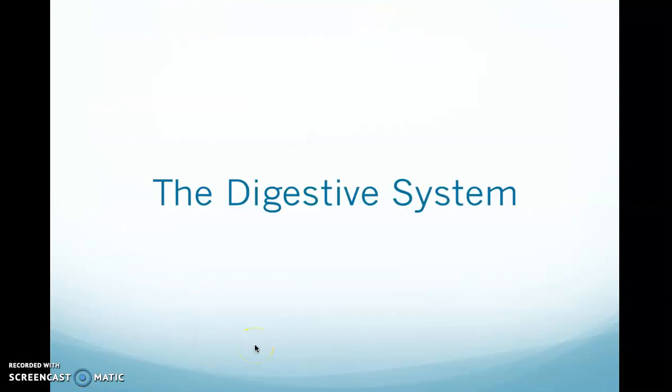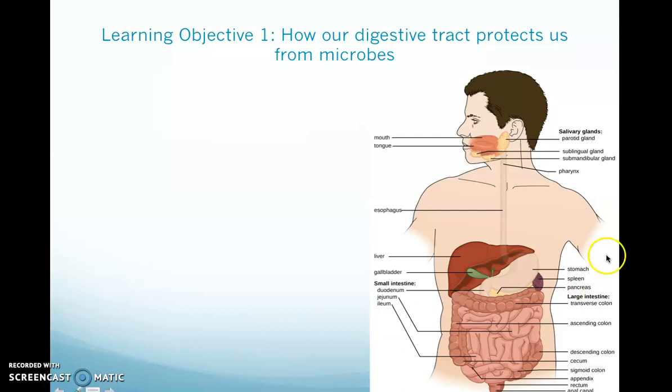Okay, overview of the digestive system. This book spends a lot of time going over the different parts. I'm assuming that you already know most of these, so I'm not going to spend time on that. But I do want to talk about how the system protects us from microbes. So, kind of starting at the top and working our way down.